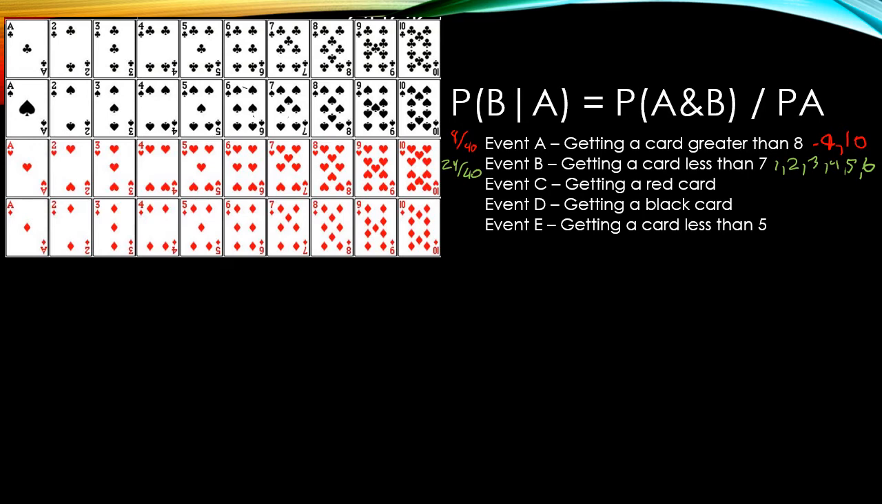Now let's look at getting a red card. Well, this one's pretty easy, right? This is just a half of it, so we have 1/2. We have 20 out of 40 red cards. The same with the black. It's 20 out of 40, or 1 out of 2. Now let's look at getting a card less than 5. That's going to encompass 1, 2, 3, 4, but not 5, meaning that repeated in each of the sets, we're going to have 4, 8, 12, 16 out of 40 for our probability there.